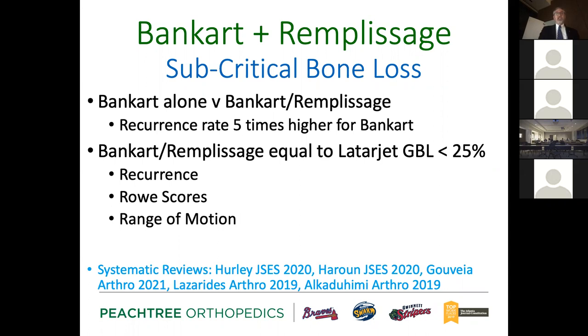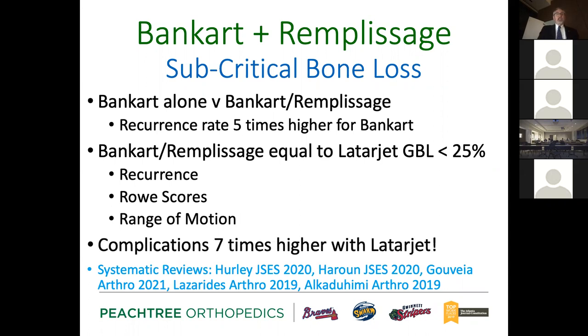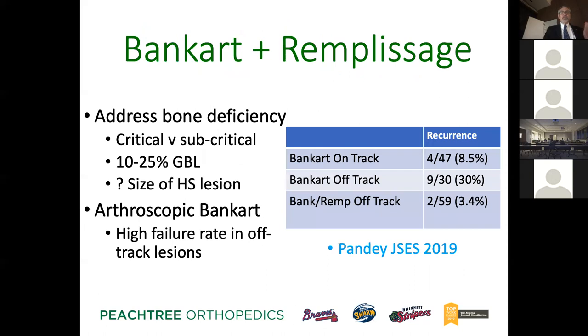And these are all different series and meta-analyses on this. And the complications are 7 times higher with the Latarjet. So if you have a reasonable amount of glenoid bone loss, the remplissage has a role, as opposed to jumping immediately to a Latarjet. So you address bone deficiency, critical versus subcritical, and really it's that 10 to 25% range of glenoid bone loss where we're in a gray zone.